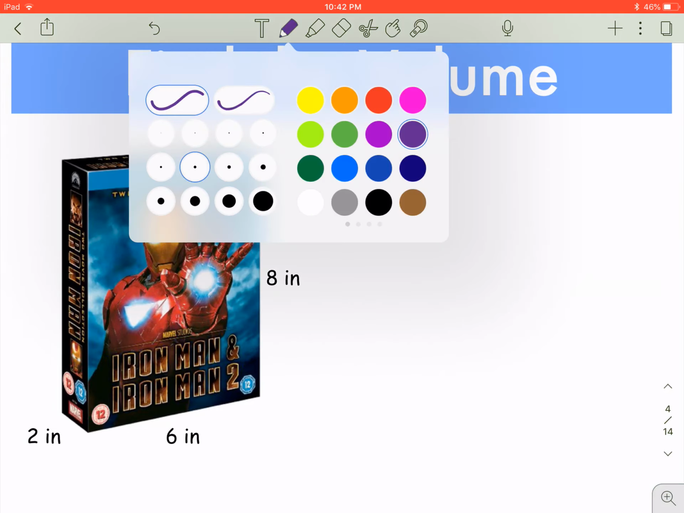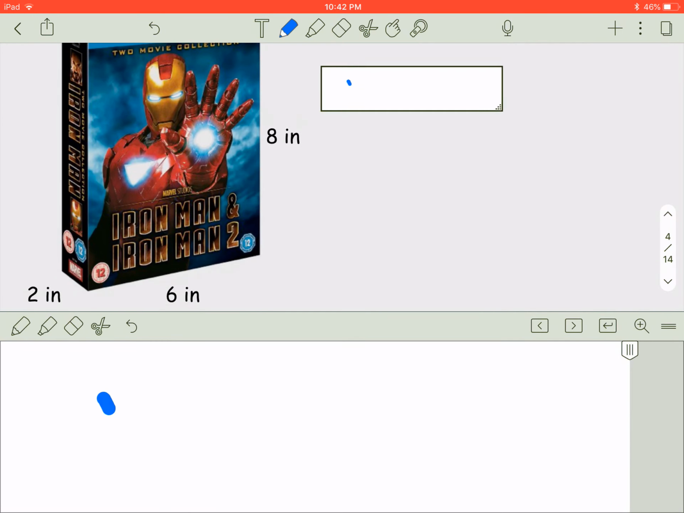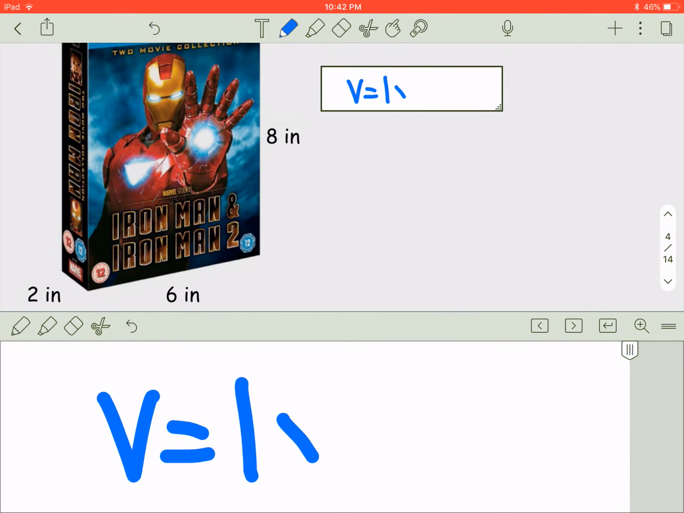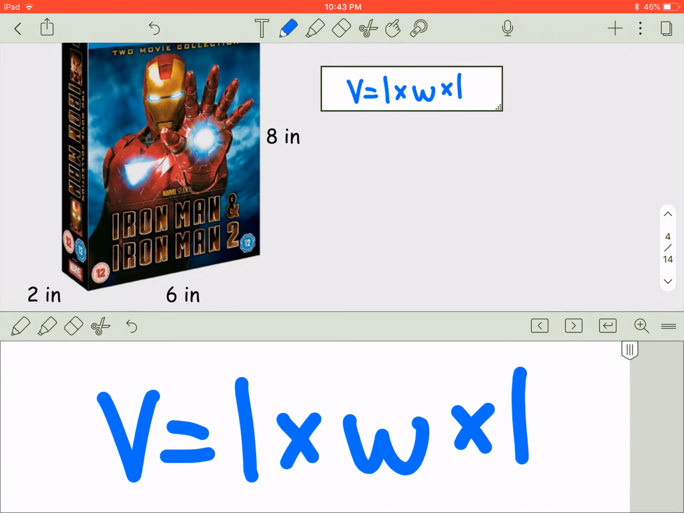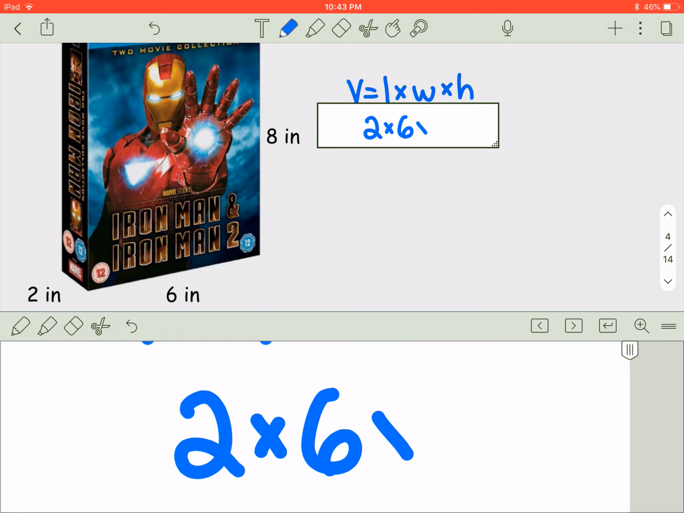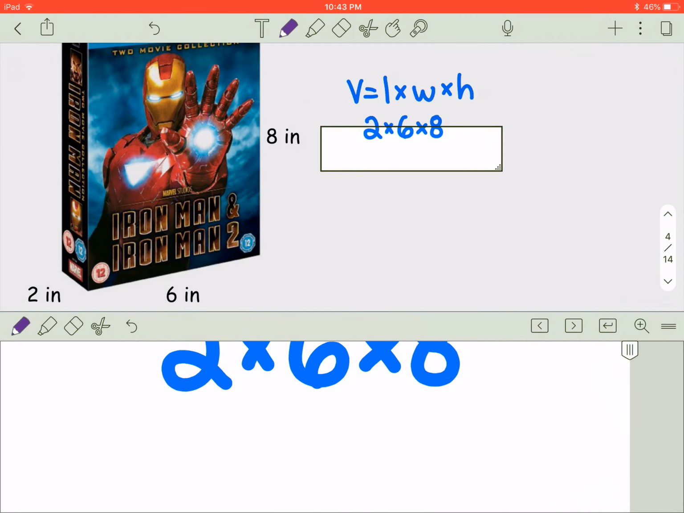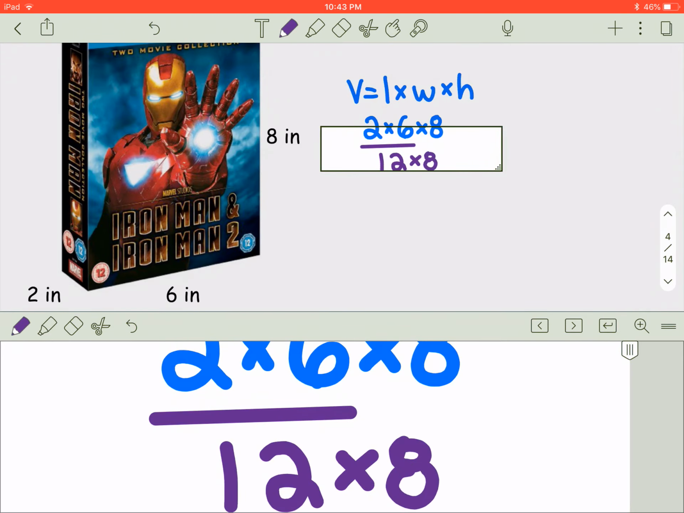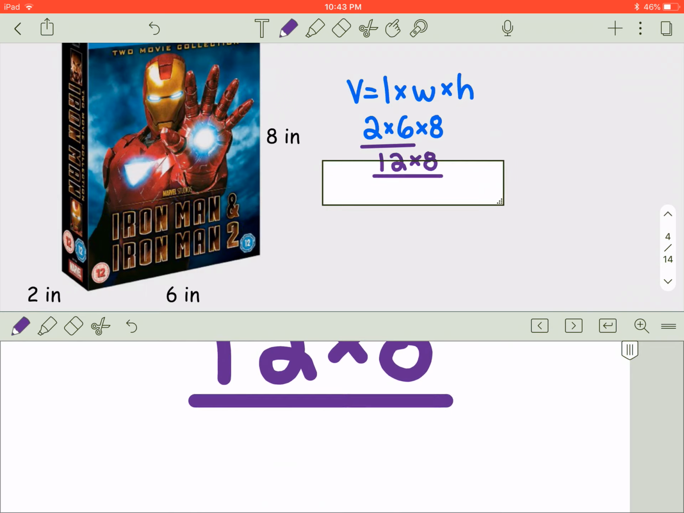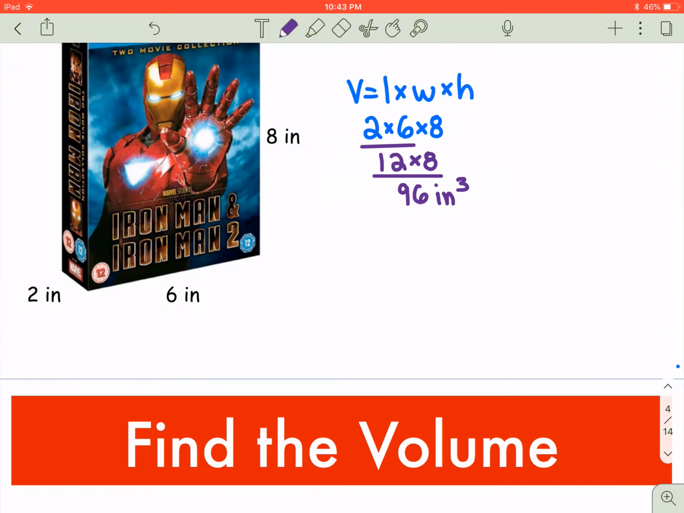Well, volume equals length times width times height. So I'm going to take 2 times 6 times 8. 2 times 6 is 12. And 12 times 8 is 96 inches cubed.